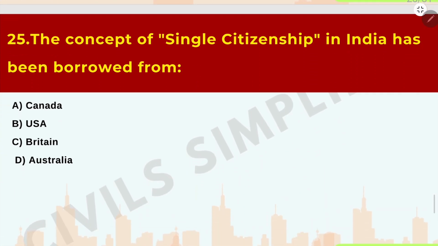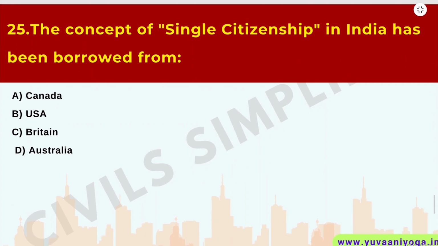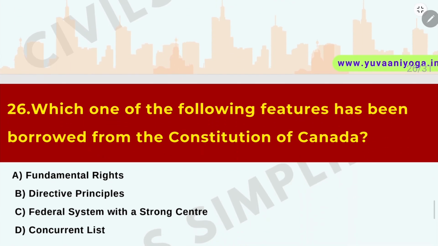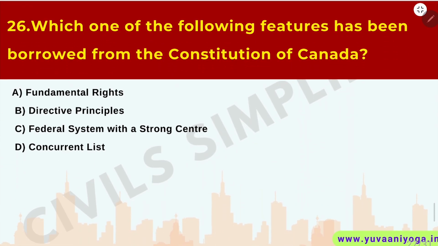The concept of single citizenship in India has been borrowed from option C, Britain. Which one of the following features has been borrowed from the Constitution of Canada? So the right answer is option C, federal system with a strong center.